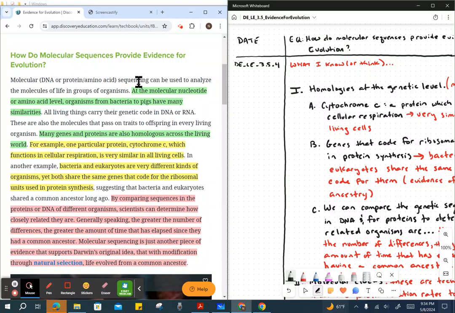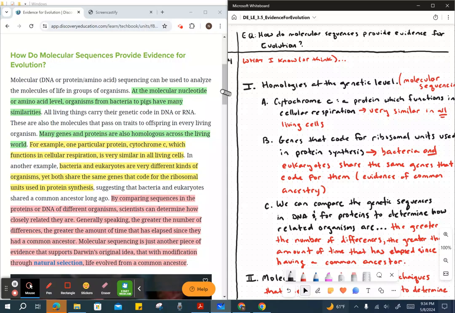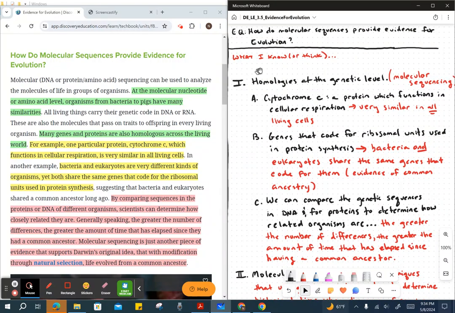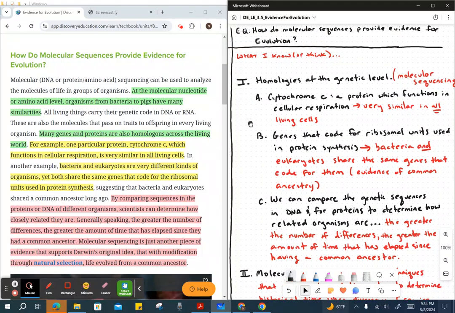Put your date, put your reference, 3.5.4, and hit the pause button. Tell me what you know. Tell me what you think. All right, and give it your best shot. Okay, well, hopefully you took a moment to tell me what you think about molecular sequences providing evidence for evolution.